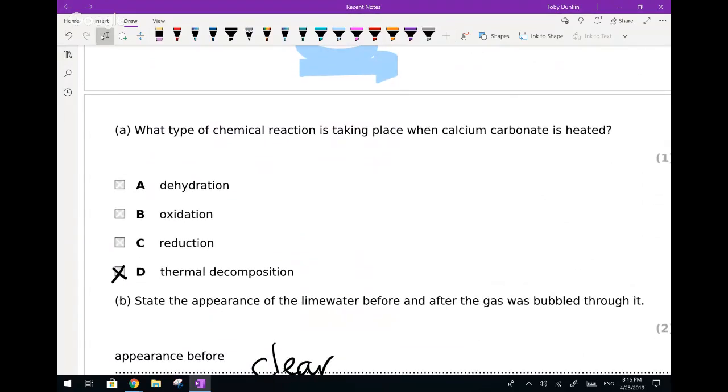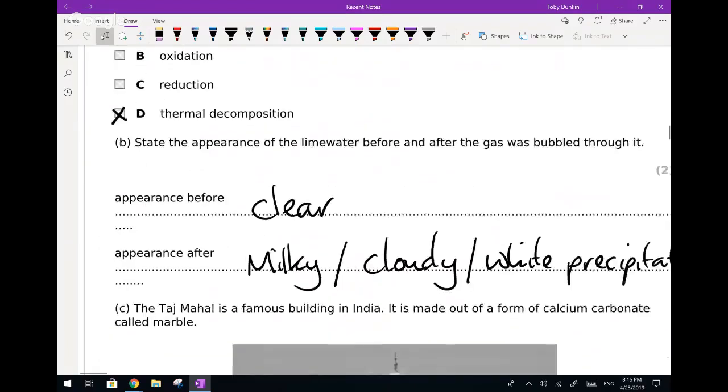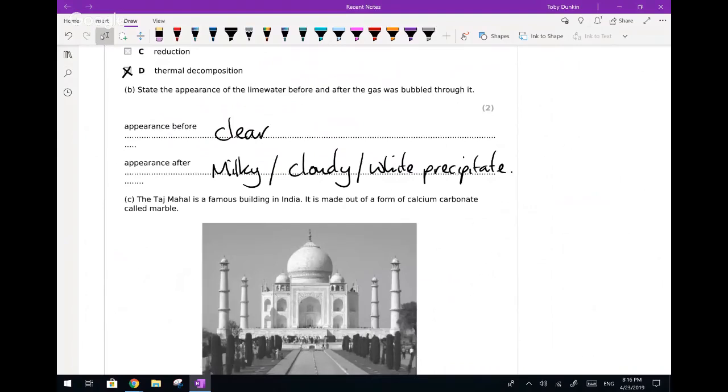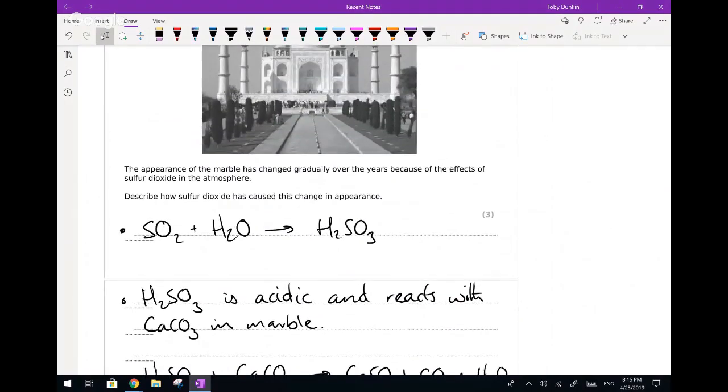What type of reaction is occurring? Thermal decomposition, the breaking down of a compound using heat. State the appearance of the lime water before and afterwards. It was clear at the beginning and turns white precipitate or milky or cloudy at the end. Describe how sulfur dioxide has caused this to change in appearance.